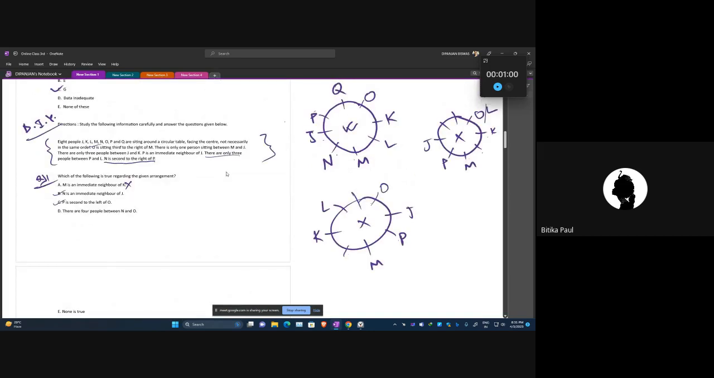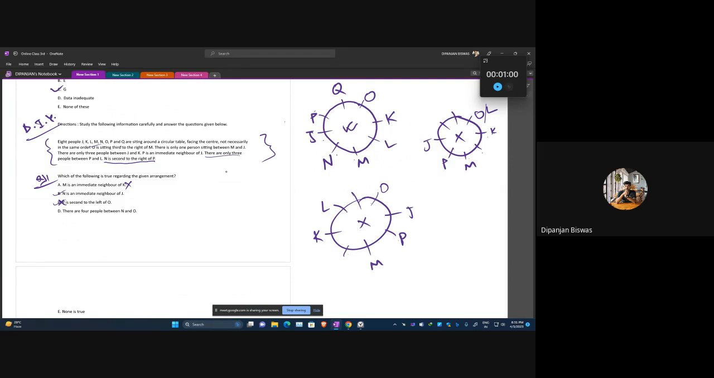If O is facing the center, then how can it be that P is second to the left of O? Count from P now. Everyone is facing the center in this seating arrangement. So if it is said P is second to the left of O, this is a false answer. Okay. Someone told me this is correct. Actually, I have read it in this way: O is sitting second to the left of P. Okay, this is the false option.